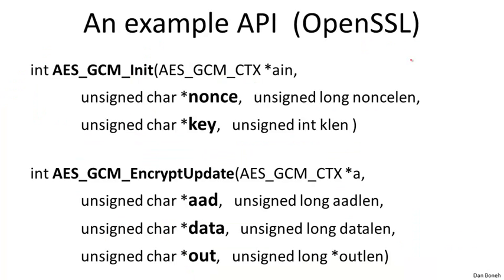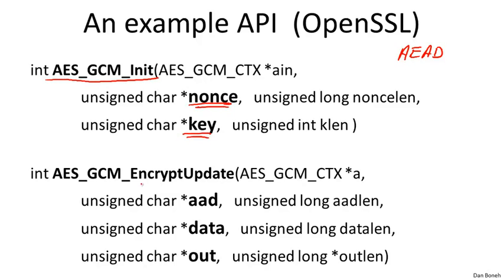I wanted to show you what an API to these authenticated encryption with associated data schemes looks like. So here's what it looks like in OpenSSL, for example, just as an API for GCM. What you do is you call the init function to initialize the encryption mode, and you notice you give it a key and the nonce. The nonce, again, doesn't have to be random, but it has to be unique.